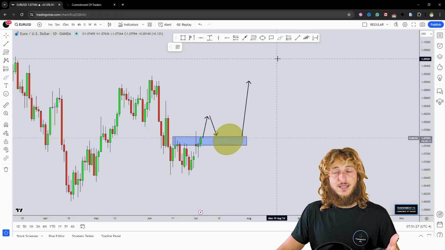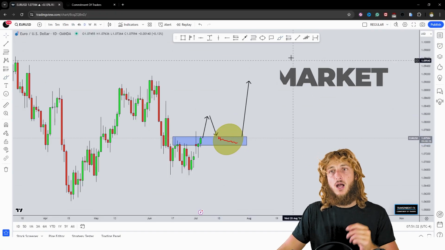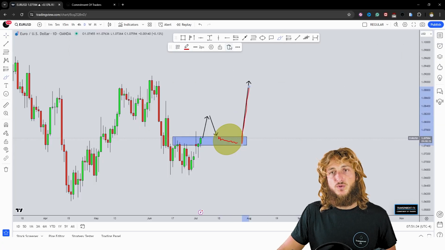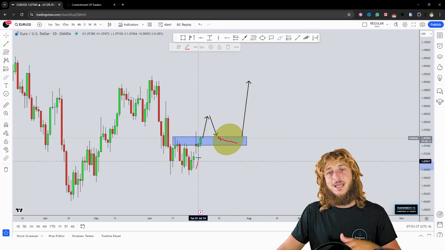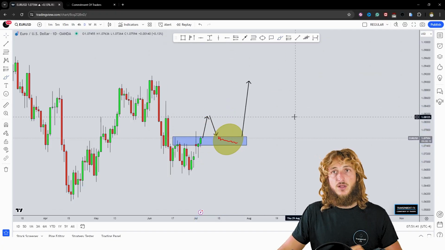Therefore, what I would expect is that if this market would shift from an intraday bearish to bullish market, at that point I wouldn't be surprised to see a potential rejection to the upside, completing this daily impulse correction and impulse pattern to the upside. That definitely wouldn't surprise me.